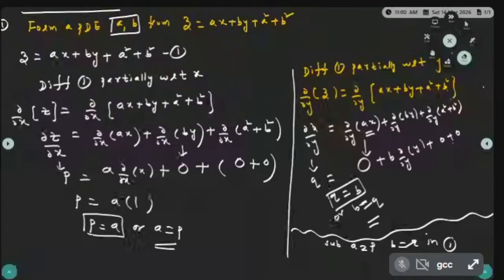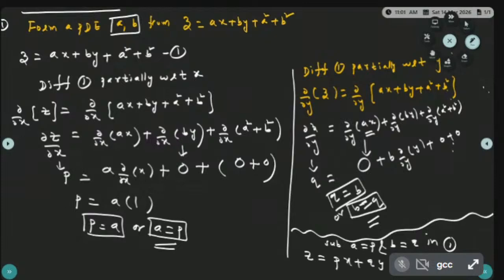All of you just wait. Substitute A equal to P, B equal to Q in the given differential equation. Then what will it become? Z equal to, replace A with P and B with Q. Z equals Px plus Qy plus p square plus q square. This is the answer. That's it. A and B are eliminated. A and B are eliminated. It's over.